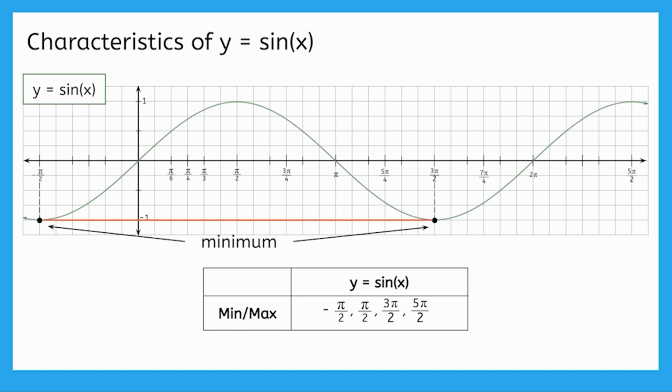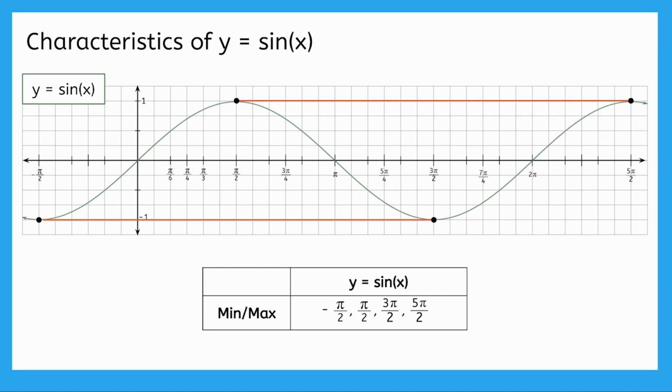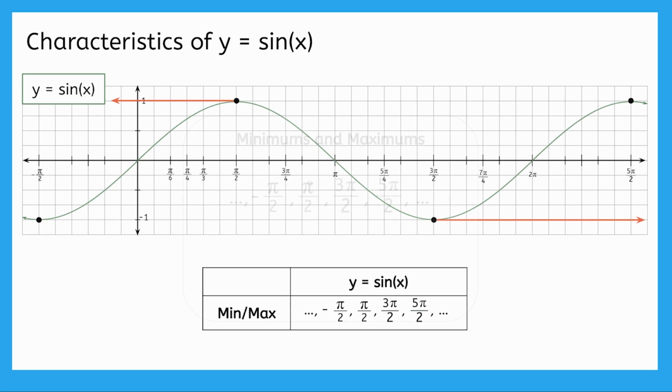Does this pattern seem familiar? When else have we added or subtracted 2 pi to find another angle with the same properties? When finding coterminal angles. In order to find coterminal angles, we can add or subtract 2 pi one or more times. Just like how the function completes one full cycle after a distance of 2 pi, every time we add or subtract 2 pi, we also reach another minimum or maximum.